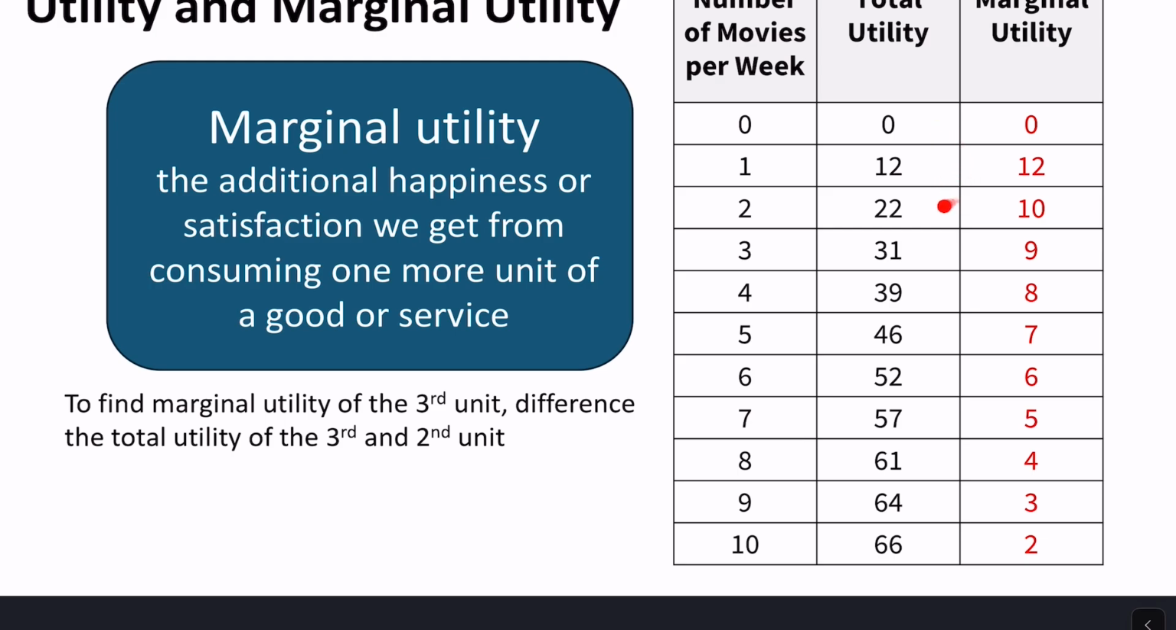And so we could do that differencing all along here. All right, moving from 0 to 1 will give us 12. Moving from 1 to 2 will give us an extra 10. Moving from 2 to 3 will give us an extra 9, and so on. And so we can see that this marginal utility is going down, down, down.